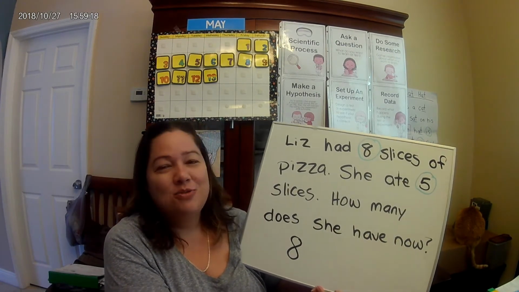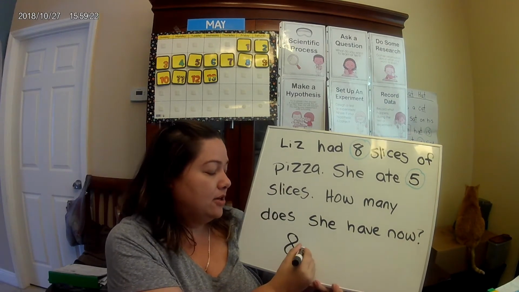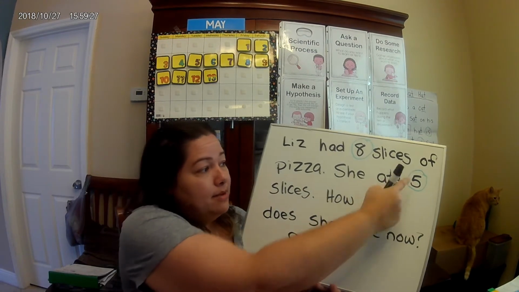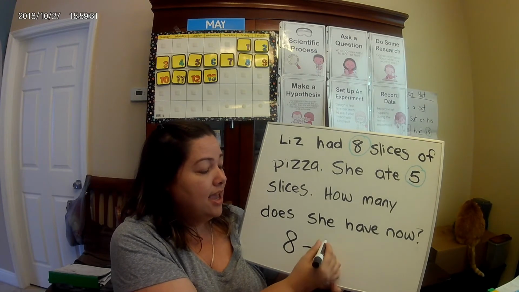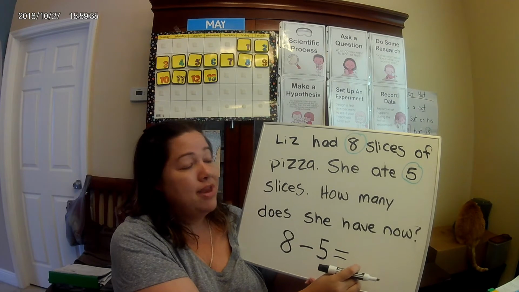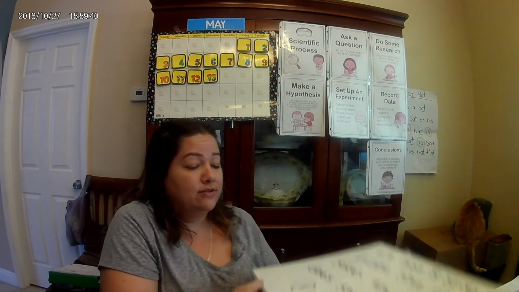Anyway, okay, so we're going to do our minus sign, our subtraction sign. It's just a little line across. So we're going to go like this. That means we're taking it away, and we're going to write the number 5. So our number 5, remember, is our neck, a belly, and a hat. And then we're going to put our equal sign. So how many does she have left? So what we're going to do is we're going to do 8 minus 5.